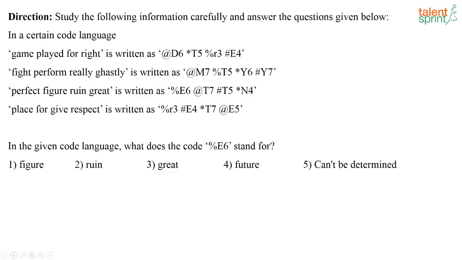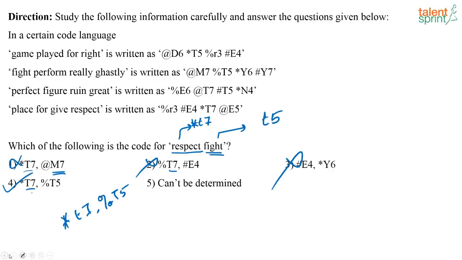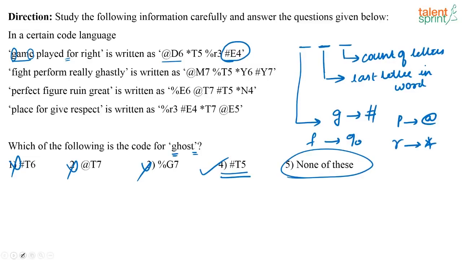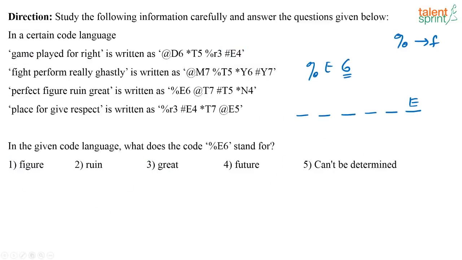Very good. Next. In the given code language, what does the code percentage E6 stand for? See, the only thing that you can say here is, if it is 6, that means that it is a 6-letter word, correct? 1, 2, 3, 4, 5, 6. The last letter is going to be E. And what is the first letter? Since you have percentage, the first letter is going to be F. We already found out here that F stands for percentage.